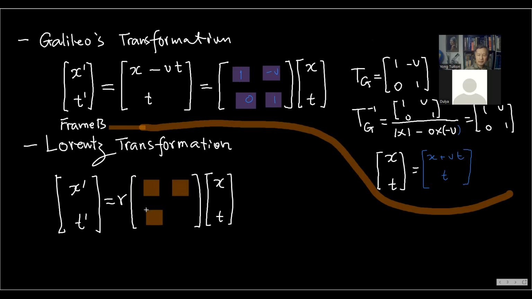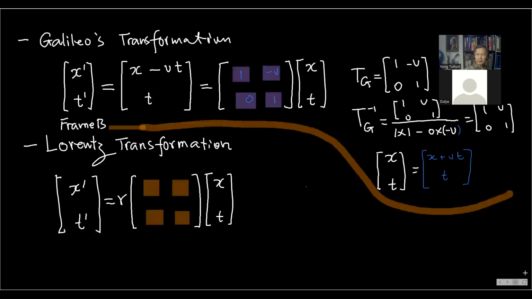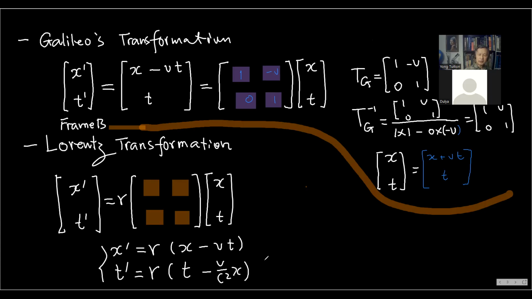Same question, similar question. Can we go back to see? This is the Lorentz transformation. Can we write it down for you? So x prime is equal to gamma times x minus vt, and t prime is equal to gamma times t minus v over c squared x. Now, based on these 2 equations, can you work out these 4 elements, please?